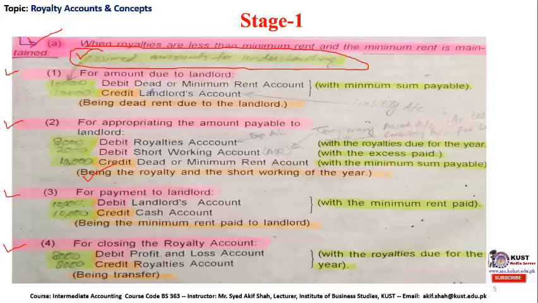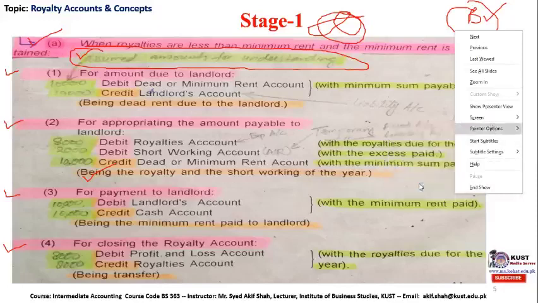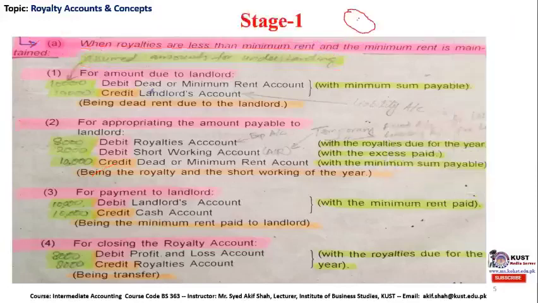Let us suppose that there is an agreement between a lessor, party A, and a lessee, party B, and we are going to record the accounting entries in the books of account of lessee party B. We assume that in this lease agreement between party A and party B, the minimum rent decided between the 2 parties is rupees 10,000. So in this case, the minimum rent that party B has to pay to party A is rupees 10,000.